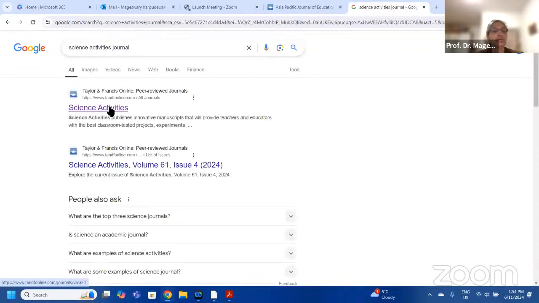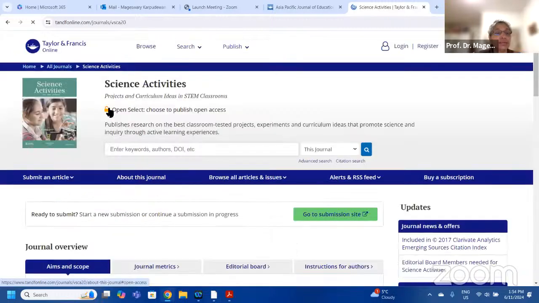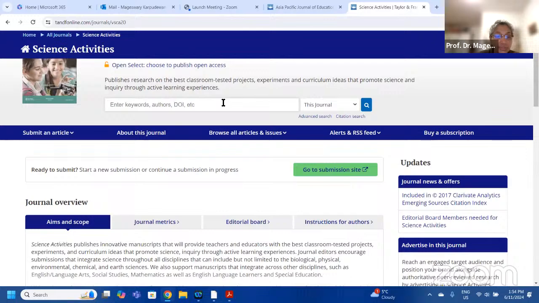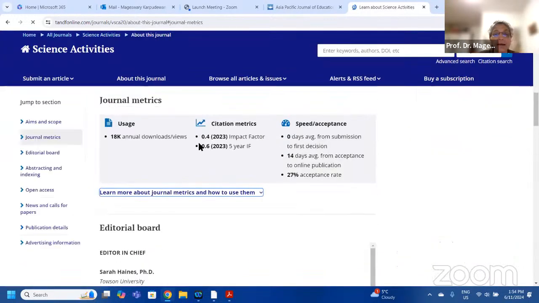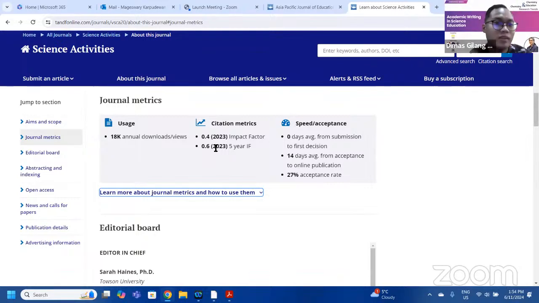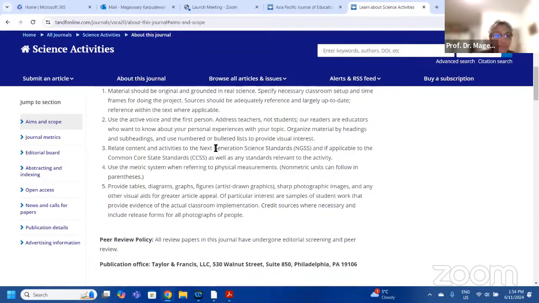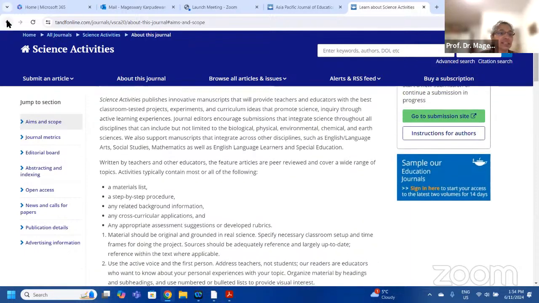This one is also quite easy to get in. This one, Science Activities, but you need to do some designing of treatment. So this one, let's see the journal metrics. 0.4. You can try. It's Q4. Okay. So yeah, remember this journal, Science Activities.